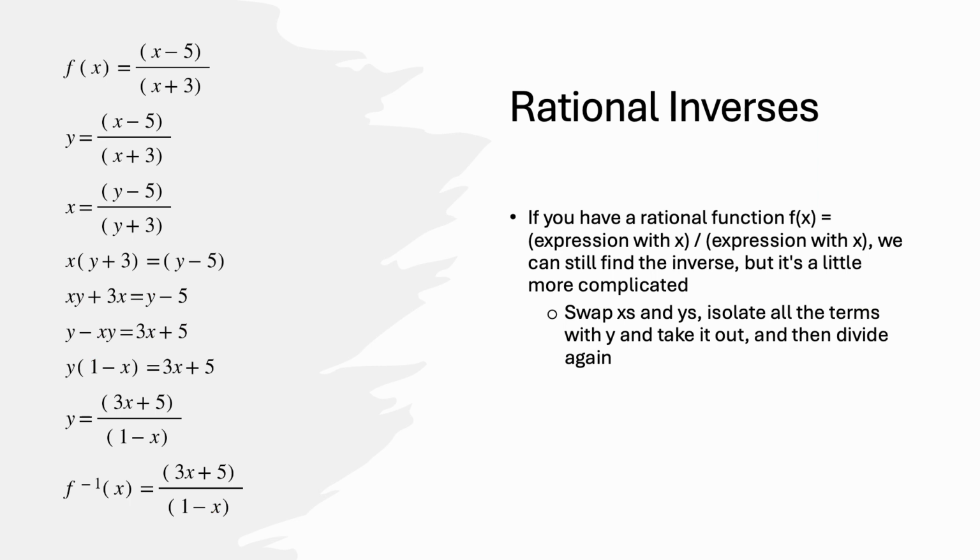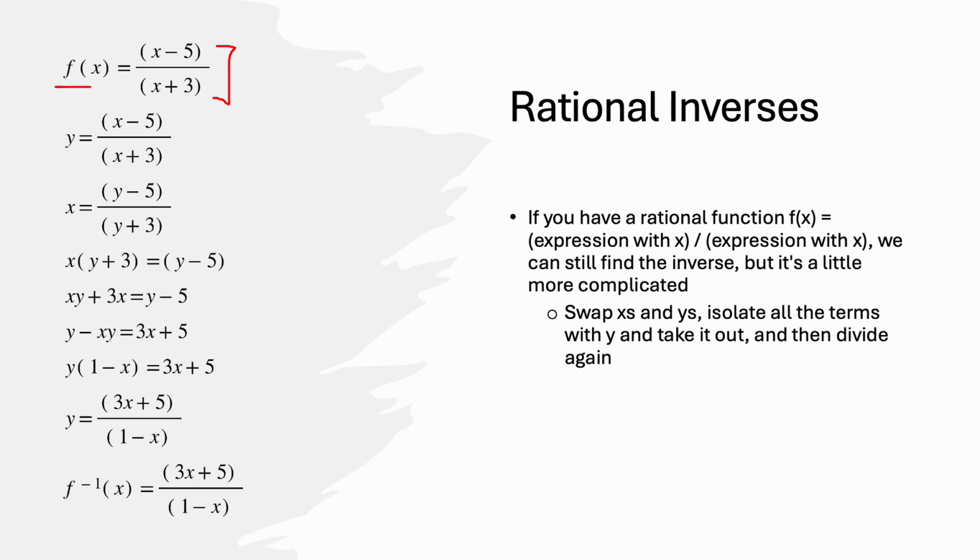All right, now this looks annoying and difficult, but I promise you it's not as bad as it looks, because all we're really saying here is you can take the inverse of a rational function, so something that's like some function over another function. So for example, x minus 5 over x plus 3, you can take this inverse. It's just a little more complicated, so I want to go through it in a little bit more detail.